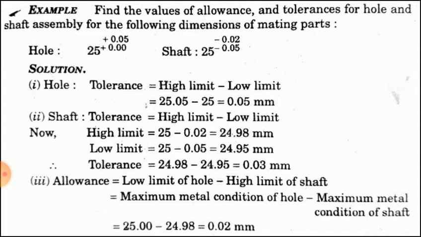Now find the allowance. Allowance is the intentional difference between the lower limit of the hole and the higher limit of the shaft. So allowance is equal to the lower limit of the hole minus the higher limit of the shaft. The lower limit of the hole, as you can see in the first point, is 25, and the higher limit of the shaft, as you can see in the second point, is 24.98, which we have already calculated. So 25 minus 24.98 equals 0.02 mm, and that is the allowance.